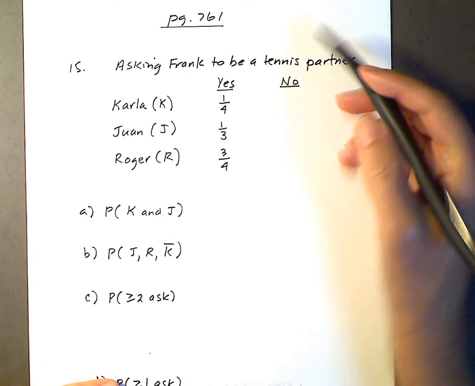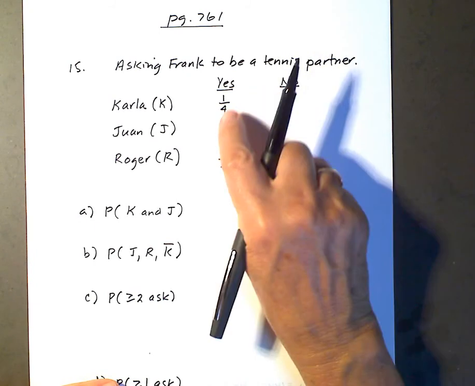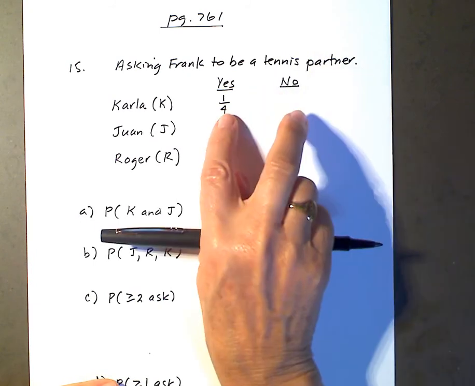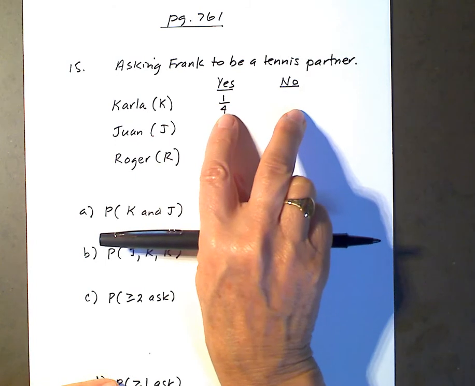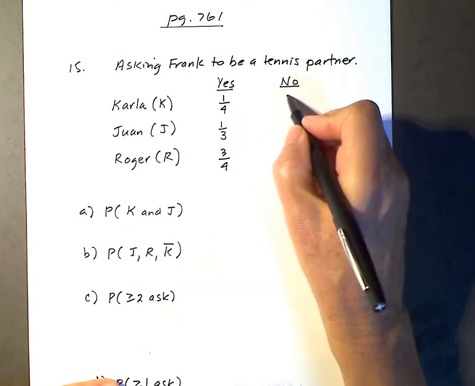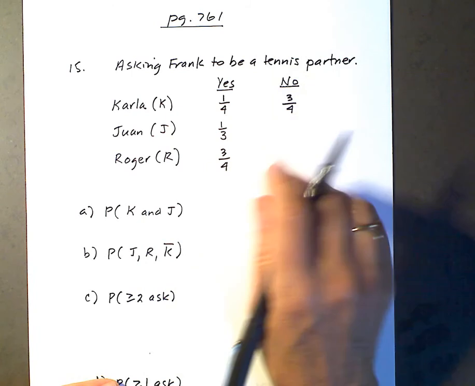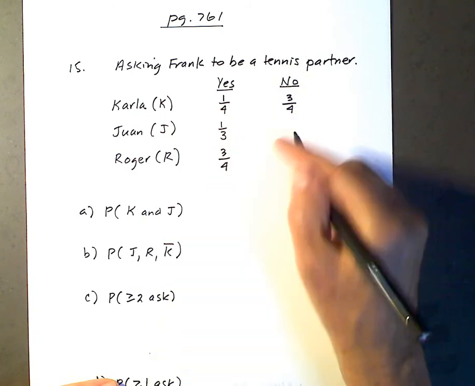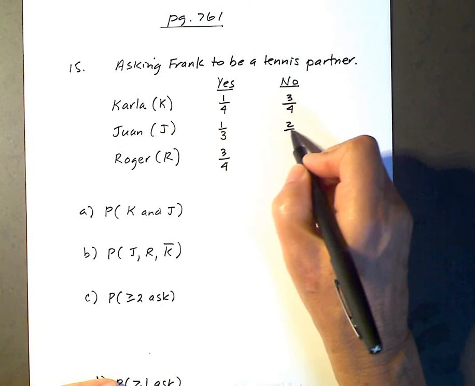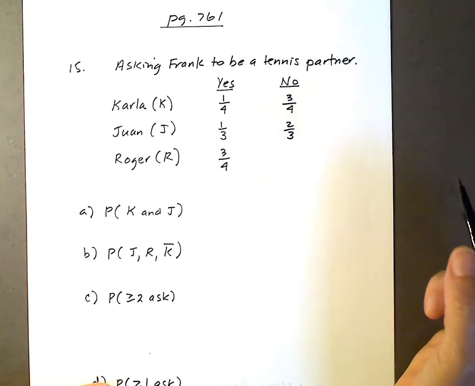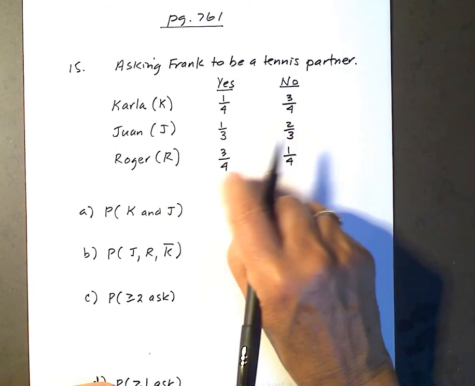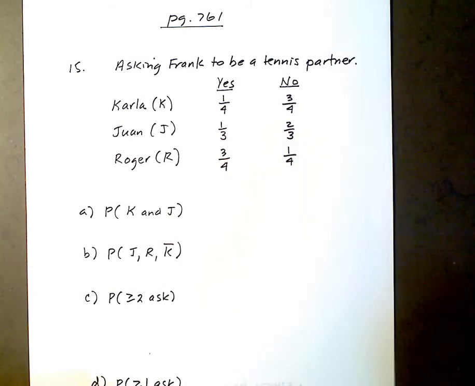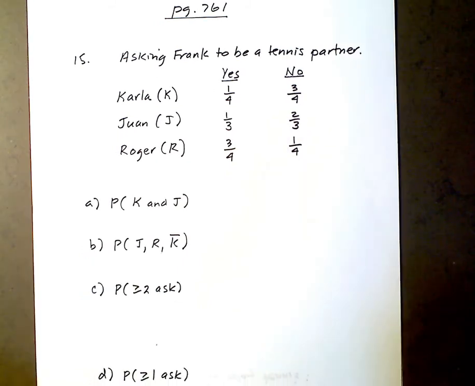So let's figure out the complement to each of these. Carla's either going to ask him yes or no. So these two have to add to 1, right? So 1 minus 1/4, there's a 3 out of 4 chance she will not ask him. Whereas for Juan it's 1 minus 1/3, or 2 out of 3 probability that he will not ask. And for Roger, only a 1 out of 4, 1 minus 3/4, that's the probability that Roger will not ask Frank to be his partner.